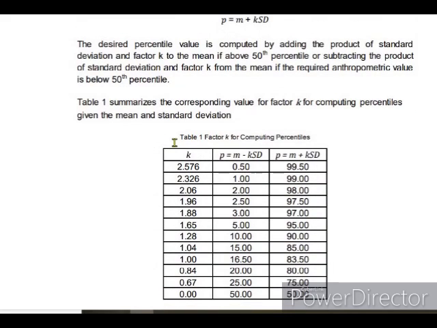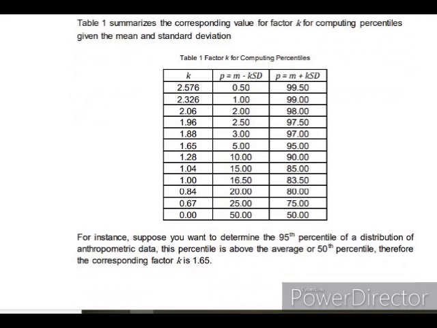Next, the desired percentile value is computed by adding the product of standard deviation and factor k to the mean if above the 50th percentile. That's what the formula is saying. Or subtracting the product of standard deviation and factor k from the mean if the required anthropometric value is below the 50th percentile. So that's the description of the formulas. Next, Table 1 summarizes the corresponding values for factor k. So we can use this table for computing percentiles given the mean and the standard deviation. Table 1, factor k for computing percentiles.